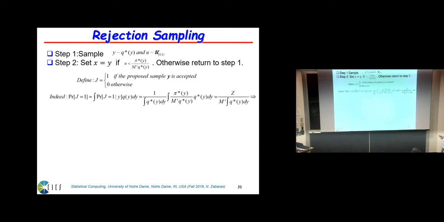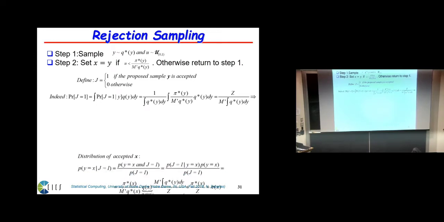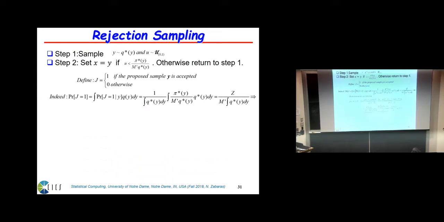So in the algorithm, actually, the step that I will use from what we did on Friday is that the probability of acceptance given here is basically the normalization factor of pi. Okay. So the normalization factor of pi is basically the integral of pi star y dy divided by m prime times the normalization factor of q. So I remind you that when you see star, it's the unnormalized part of the distribution.